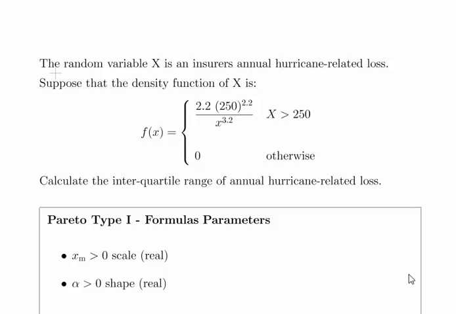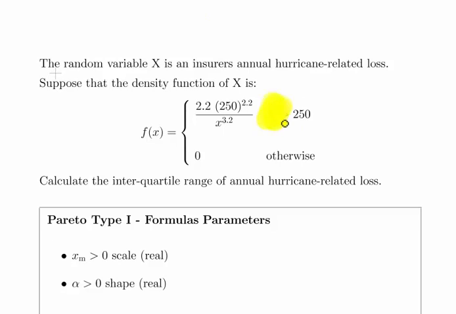Suppose that the probability density function of x is f of x equals 2.2 times 250 to the power of 2.2 over x to the power of 3.2, where x is greater than 250, and 0 otherwise. Okay? Now, you're not explicitly told that this is the Pareto type 1 distribution in the question. Hopefully, the way it will come up in the exam, you'll be expecting it.